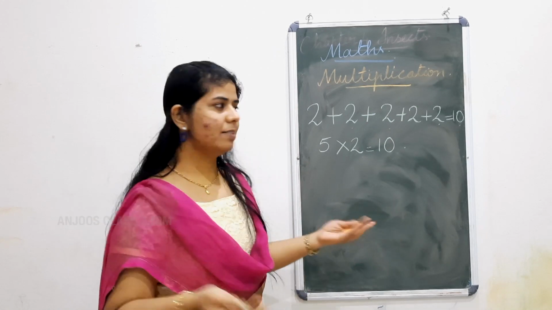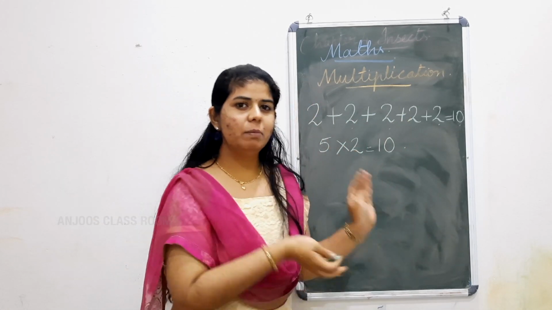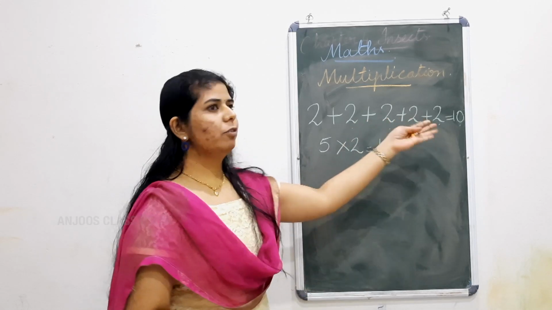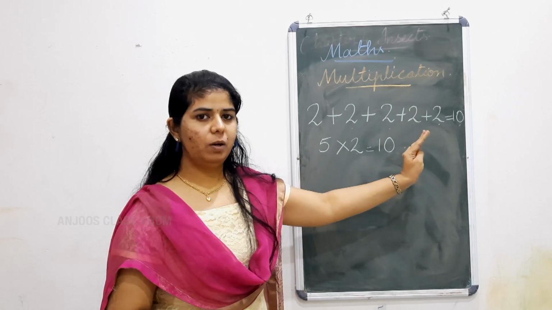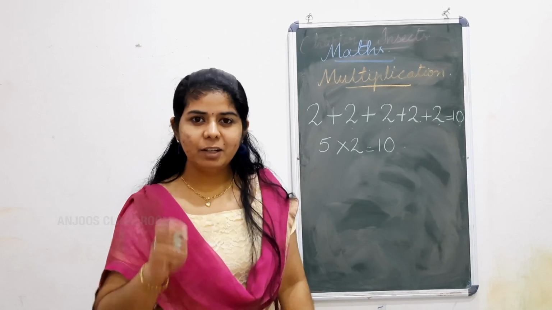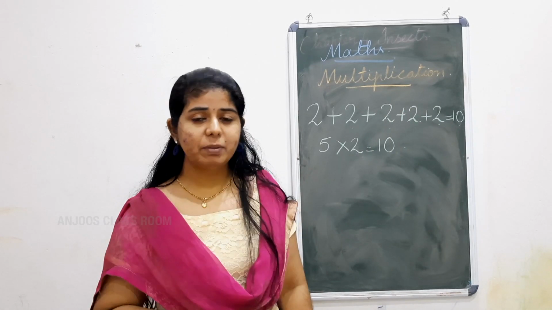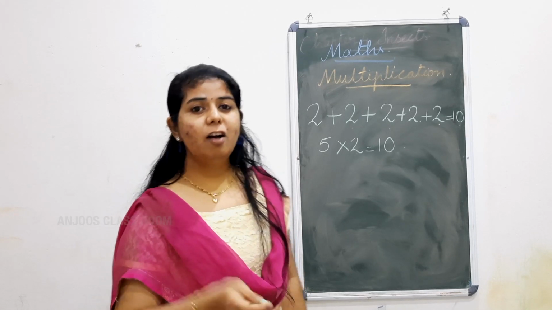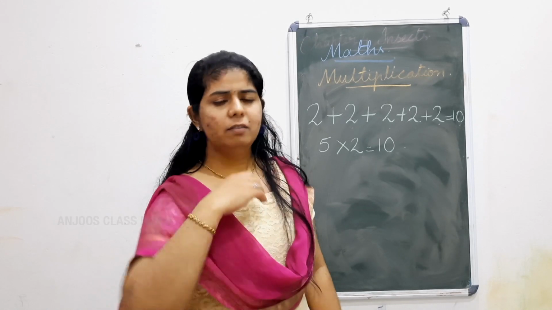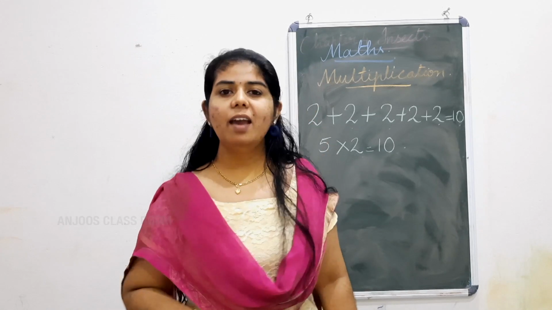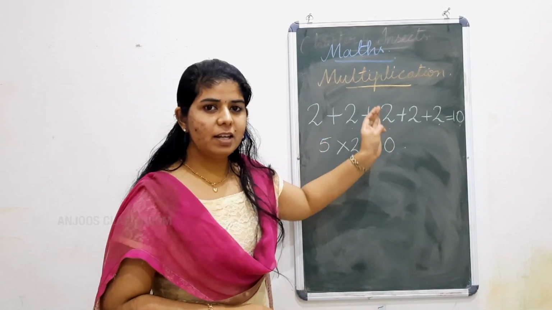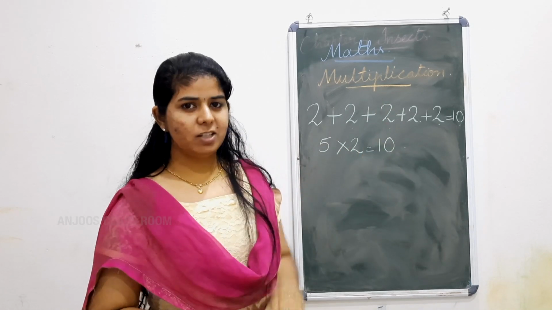I have written here the answer. Instead of going on adding, if you know the multiplication table of 5, 5 into 2 is 10, there is no need of going on adding. If it is 5 times, you can, without looking at anything, write 10. Did you get it? So, did you understand the importance of the multiplication table? Instead of going on repeatedly adding, if you know the tables properly, you can write the answer fast. So, in other terms, multiplication is repeated addition.